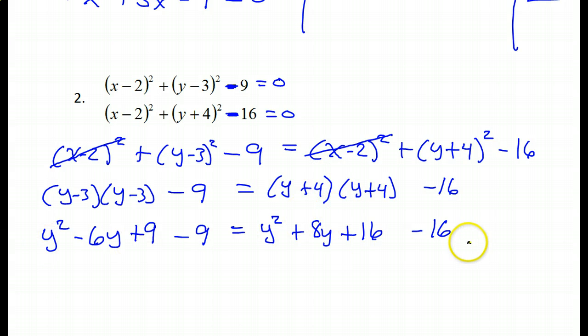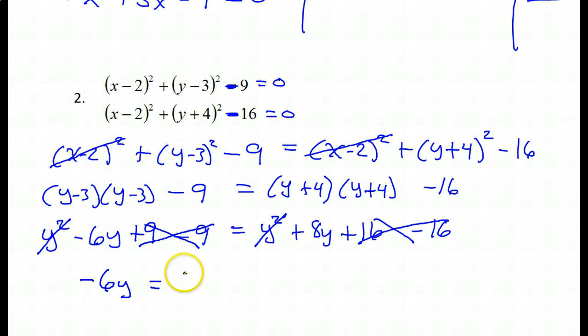Notice we have all y's, so we should be able to solve this easily. This is going to work out really nicely because those cancel out and these cancel out. Now as I go to get these together, I'm going to subtract y squared from both sides. So these are going to be gone. So that just leaves me negative 6y is equal to 8y.